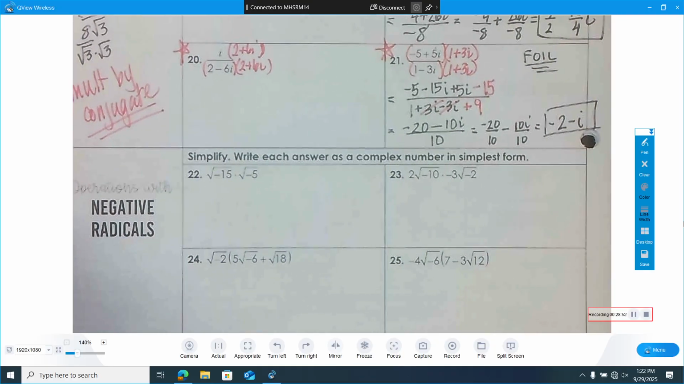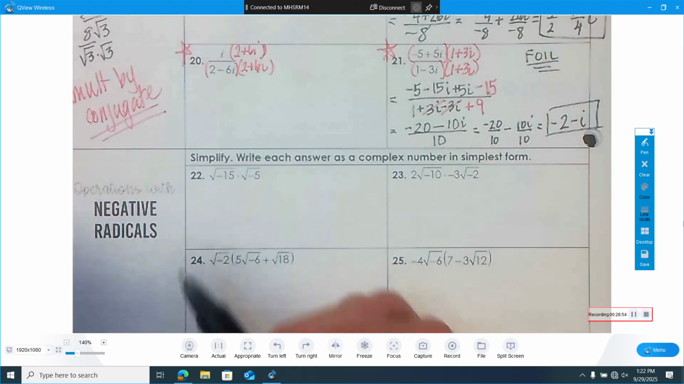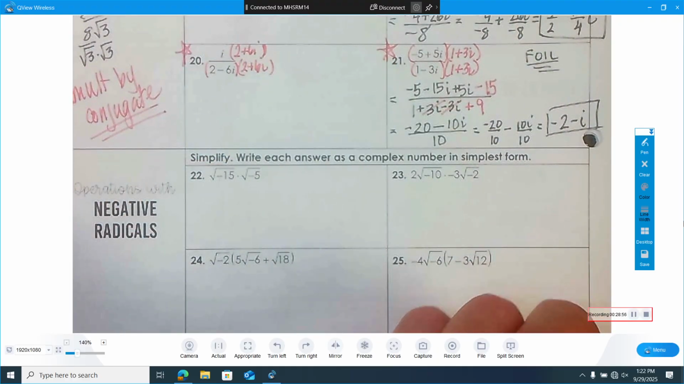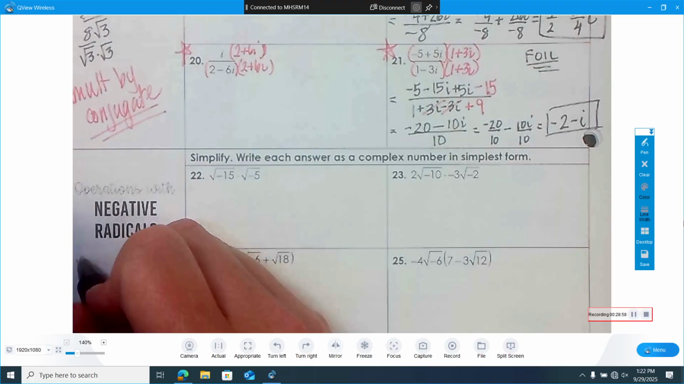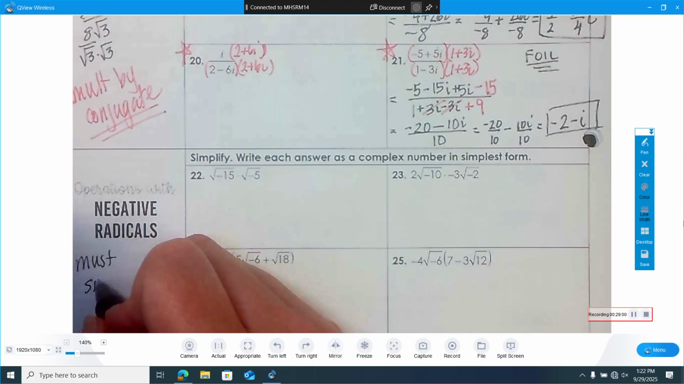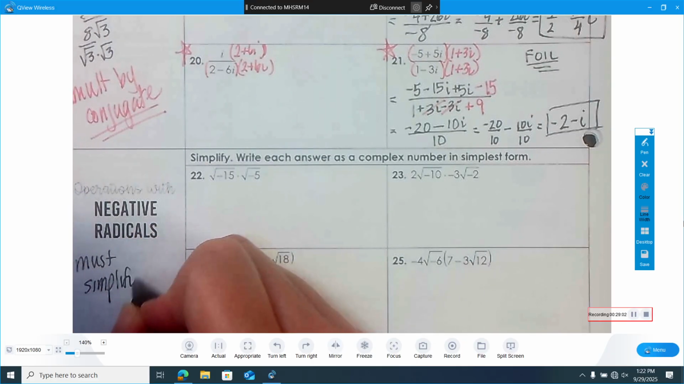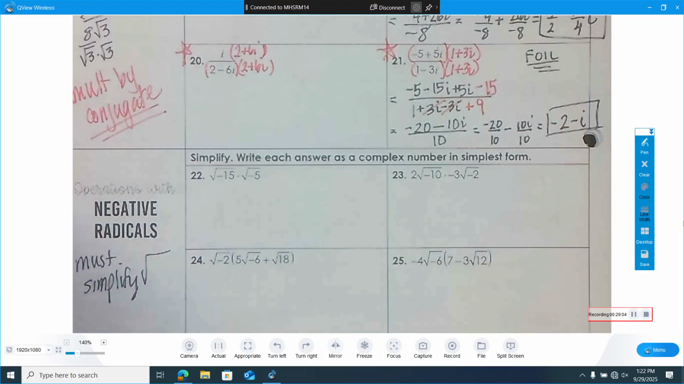Operations with negative radicals. Again, negative square roots are a huge problem. So you must simplify the root first using i, and then we go from there. Otherwise, we get really weird things. Although maybe now that you have that real thing, your calculator can handle it. I don't know.